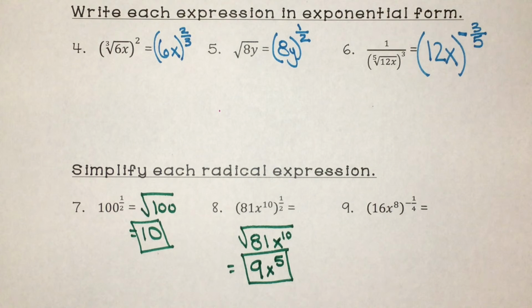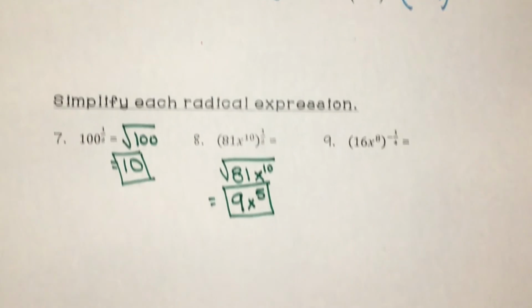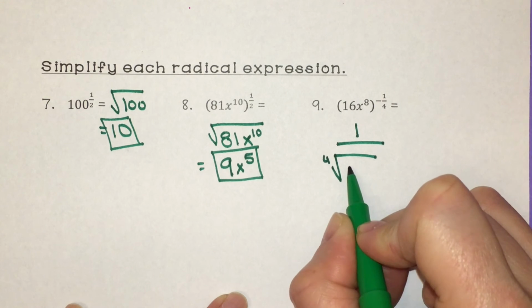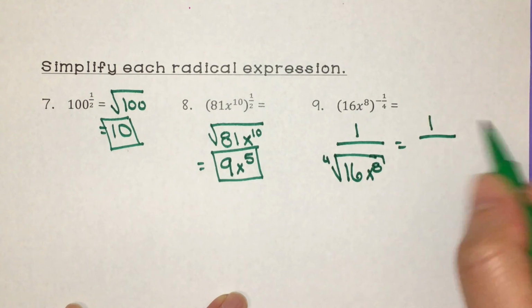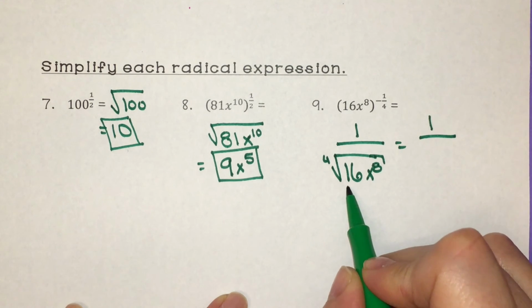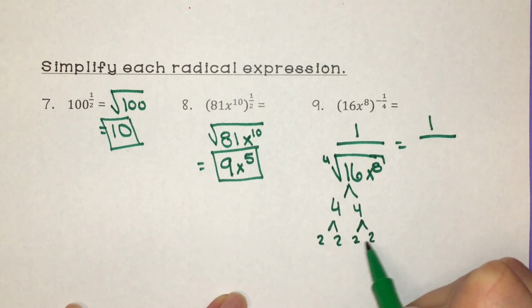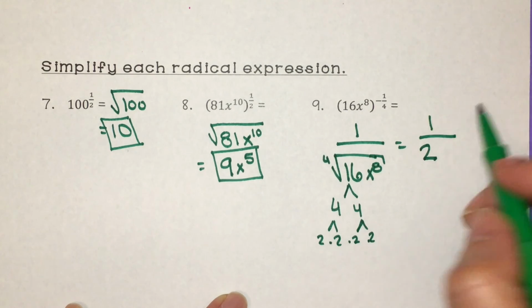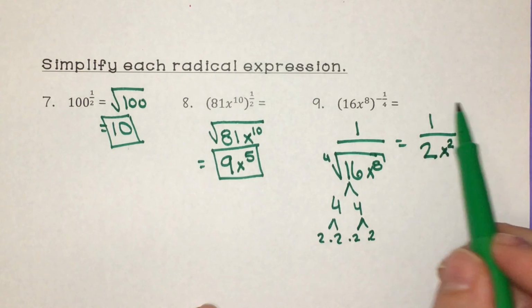And our last one, okay, because it's a negative exponent, we're going to have to drop the whole thing to the denominator. So 1 over the 4th root of 16x to the 8th. Okay, so I know that 4 times 4 is 16, 2 times 2 is 4, so that means 2 multiplied by itself 4 times is 16, so I can pull a 2 out, and 8 divided by 4 is 2, so x to the 2nd multiplied by itself 4 times would give me x to the 8th.